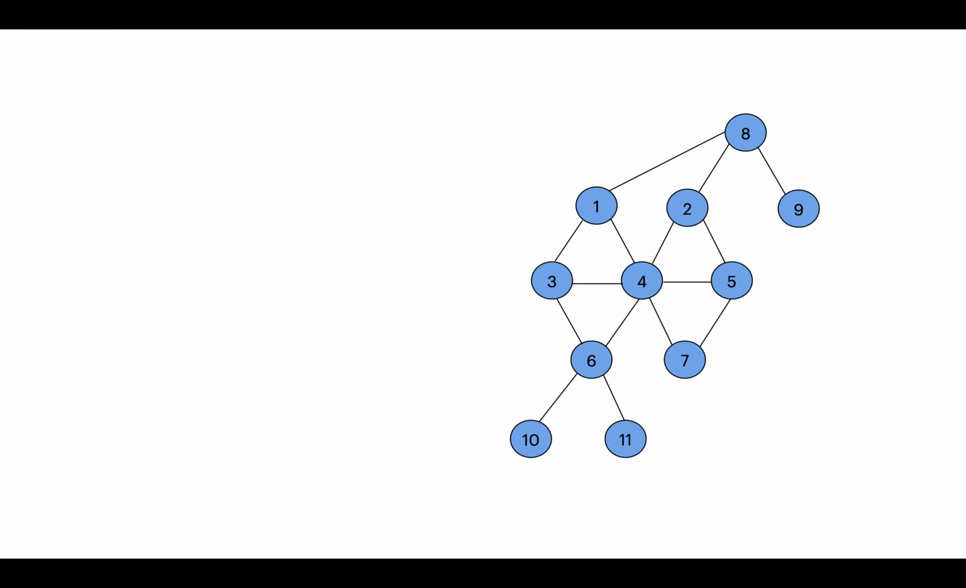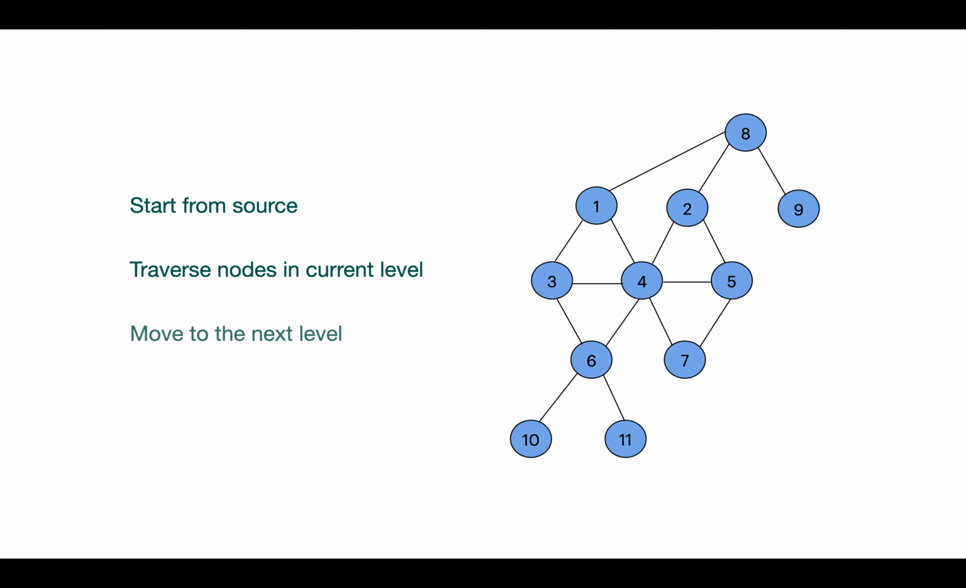Hey guys, welcome back. Next, we are going to discuss breadth first search traversal. BFS is a completely different way to traverse the vertices of a graph. In this, we start from a vertex, let's call it a source, and we traverse all the nodes in the current level first. And then we move to the next level.